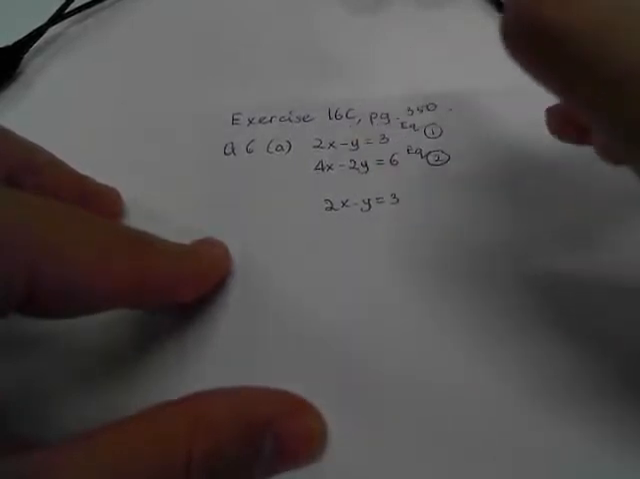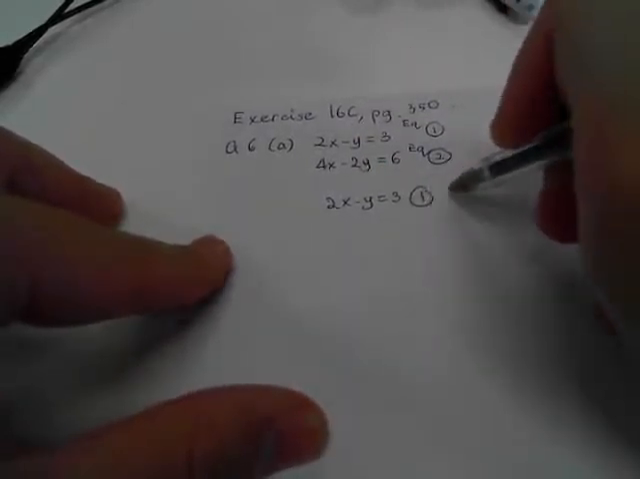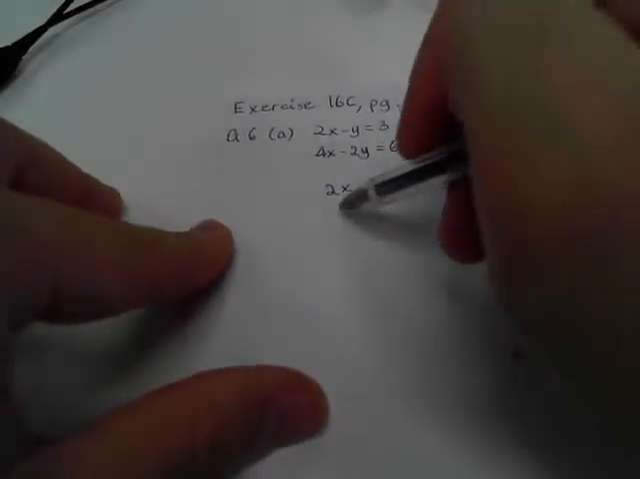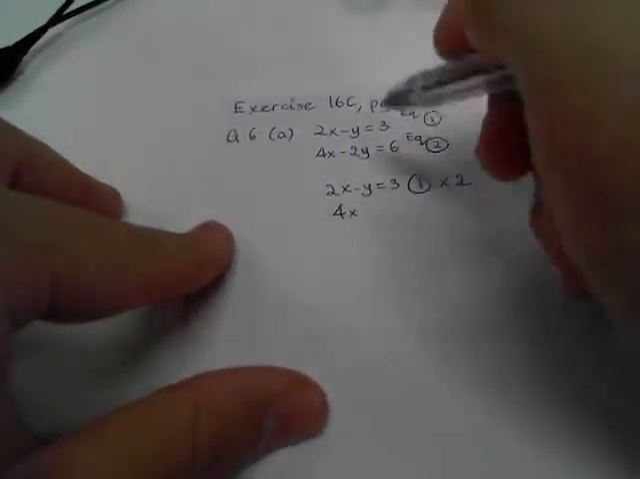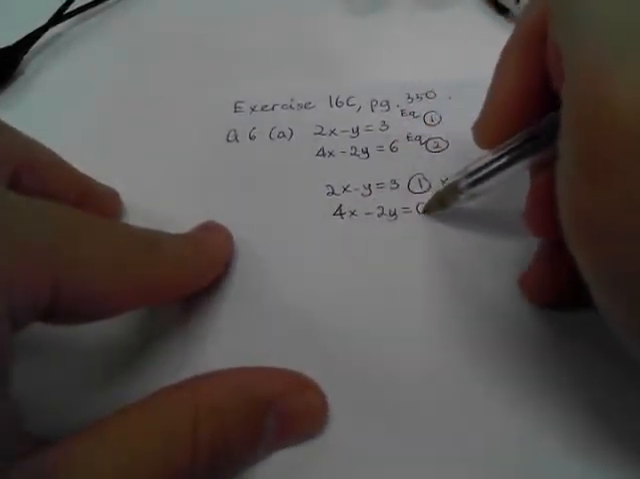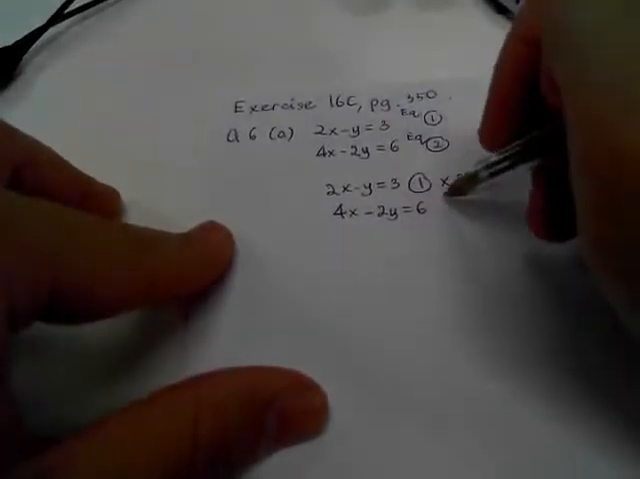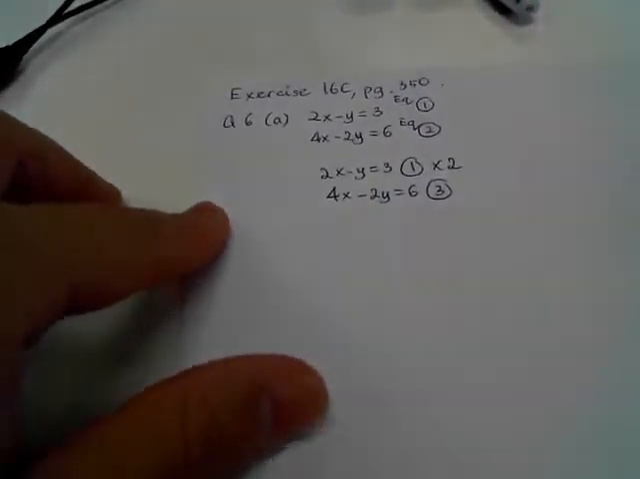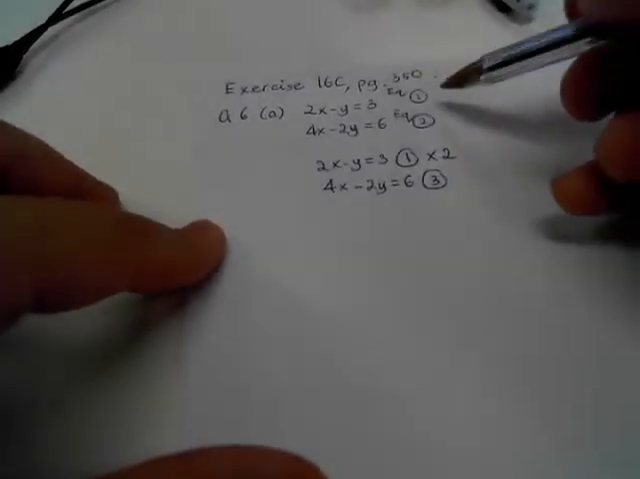So what we can do in this case, we can have equation 1 and multiply it by 2. The reason is because when we multiply by 2, we get 4x minus 2y equals 6, and that will be a new equation, and we'll write equation number 3 here. Alright. Compare this with equation 2.